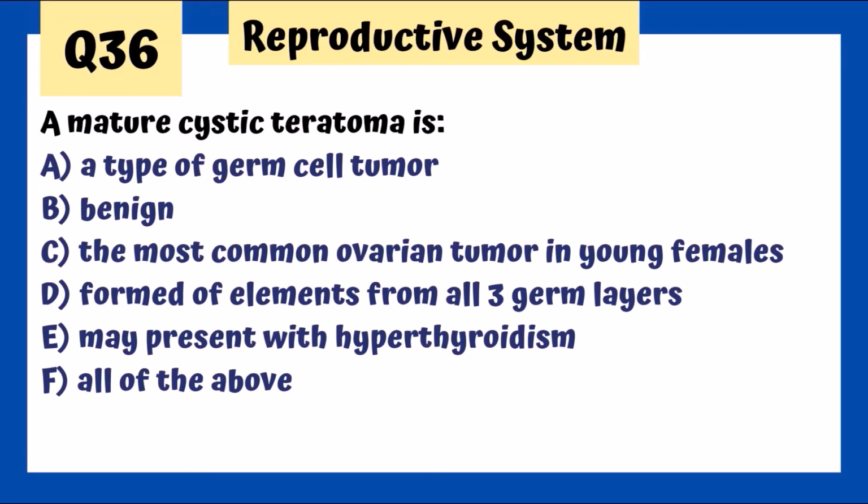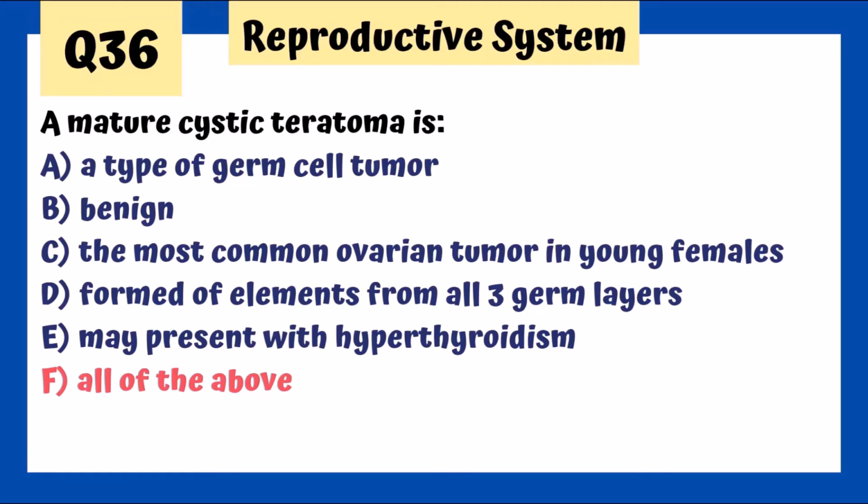Mature cystic teratoma is all of the above, a type of germ cell tumor, and it's benign. So it's benign, but we want to check to make sure it doesn't grow, because if it grows, it could lead to problems. For example, one that it could lead to is an adnexal torsion. We know that if things get too big in the ovary, it could lead to an adnexal or an ovarian torsion. So let's talk about the other things over here. It's the most common ovarian tumor in young females. Yes, it's formed of elements from all three germ layers.